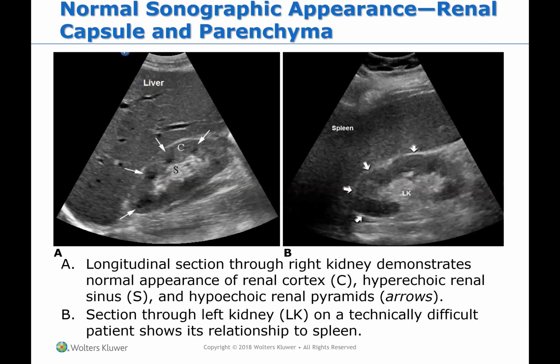Here's another image of the normal kidney, and the arrows on the left picture are pointing to the hypoechoic renal pyramids or the medulla. The C is the renal cortex, and the S is the renal sinus. This is showing the left kidney, and the arrows are pointing to the renal capsule, which is echogenic and surrounds the kidney.